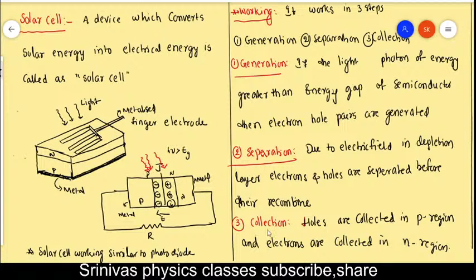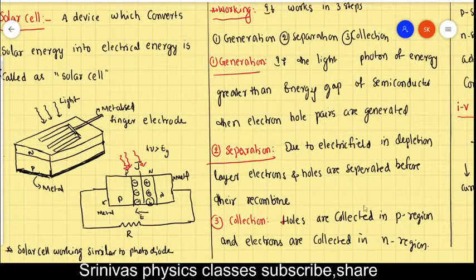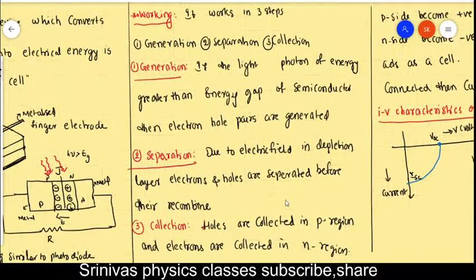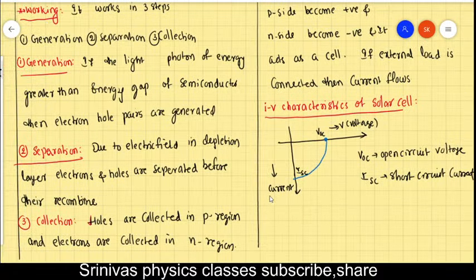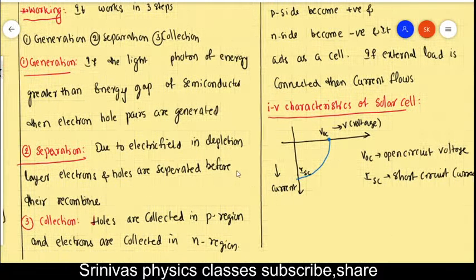Third step is the collection. Electrons are collected in the N region, holes are collected in the P region, and on both sides one metal is attached. On one side electrons and on the other side holes. The P region collects the holes, so it becomes positively charged. The N region collects the electrons, so it becomes negatively charged. Then there is a potential difference between both sides.